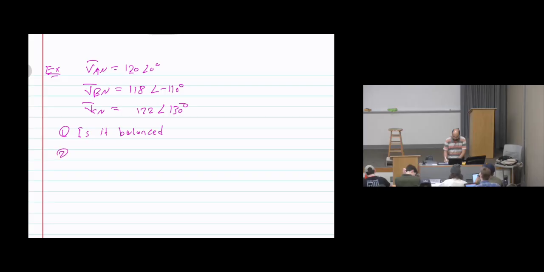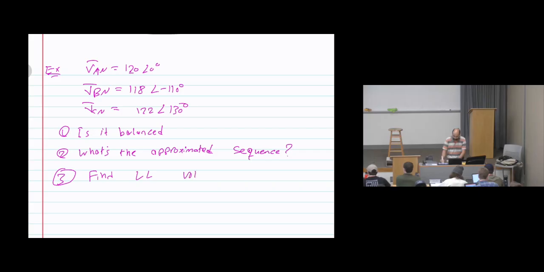Then the second thing, which is, what is the approximated sequence? Since it asks me about the sequence, I'm not going to assume the sequence is positive or negative. I need to know, because it's given some information, so we need to do some calculations. The third thing, which is find line-to-line voltages.